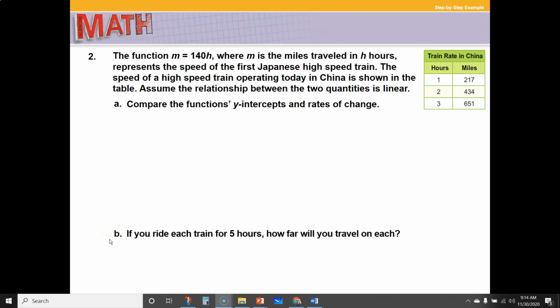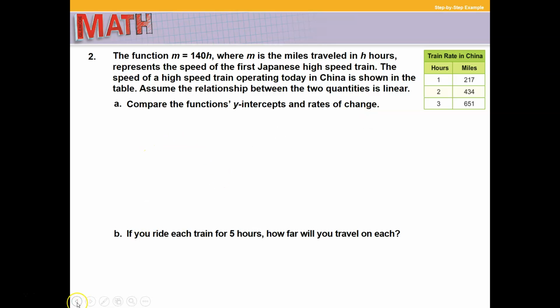Okay, so the function m equals 140h, where m is the miles traveled and h hours represents the speed of the first Japanese high-speed train. The high-speed train operating today in China is shown in the table. Assume the relationships are linear. So we know in Japan it's 140 miles an hour, and in China it's 217. So let's compare them.